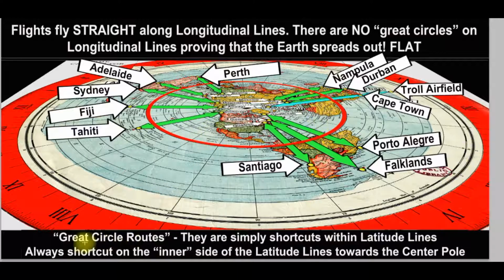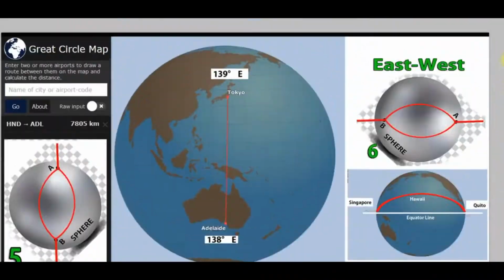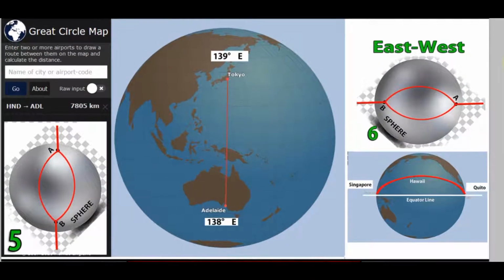Great circle routes, they are simply shortcuts within latitude lines, always shortcuts on the inner side of the latitude lines towards the center pole. So for flights going from the equator here, Singapore to Quito, if it cuts through the line. So this is what a great circle route is. And all other longitudinal flights, they fly straight. So this is the first one we see here, from Tokyo to Adelaide, Australia. And this is how it goes straight.